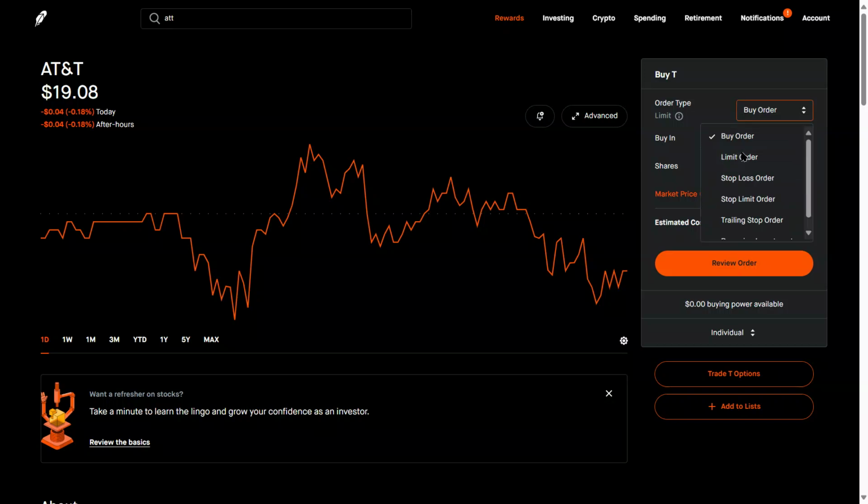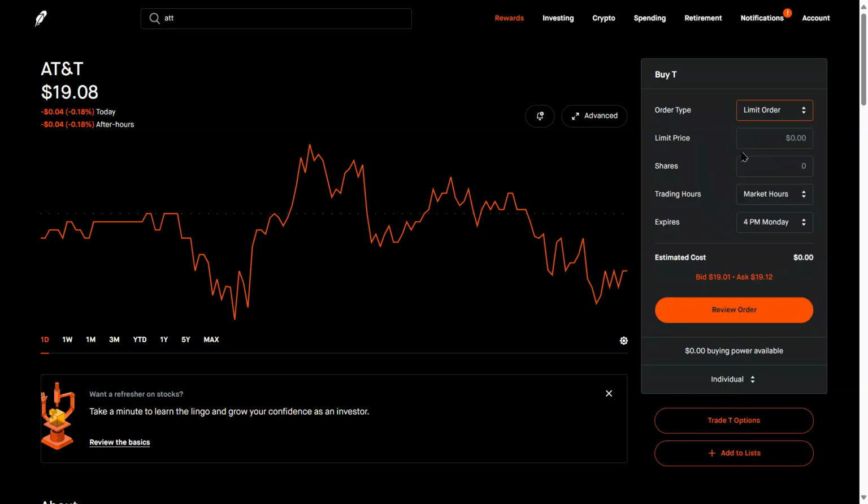If you go to limit order, right, let's say you see it and you're thinking to yourself, well, AT&T might drop down to $19 even, and that's what I want to pay for it. I don't want to pay $19.08 for it. Then you could put that $19 in here, right? Put the same thing, how many shares you want, and that order will not get filled until that stock hits $19.